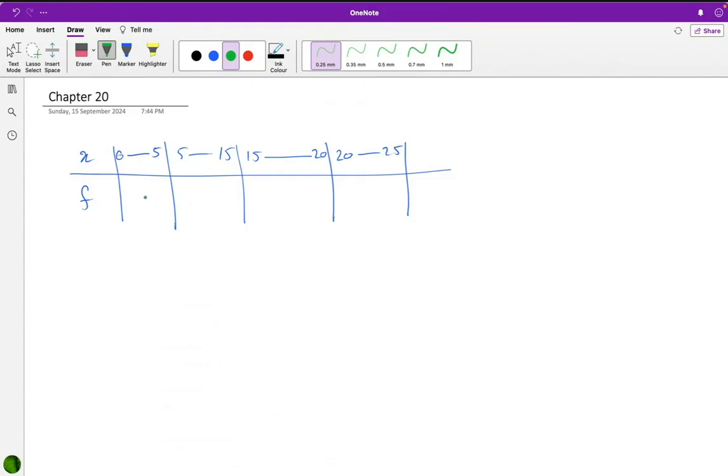Now look at the second one. Wait, first one is only 5, and then second is 10. No, it's not equal. It's uneven. Yes.